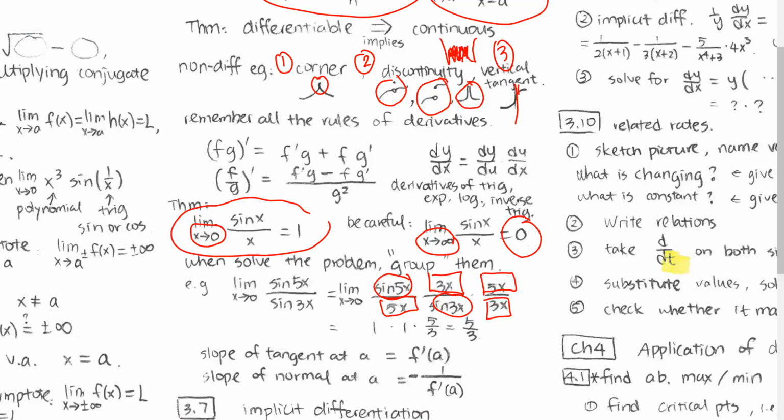Okay. And then the slope of the tangent at A is the derivative evaluated at A. And then the slope of a normal line at A is the negative reciprocal. Okay, it's negative reciprocal.